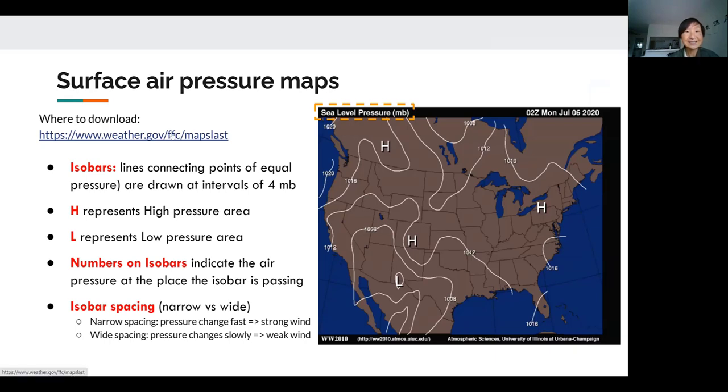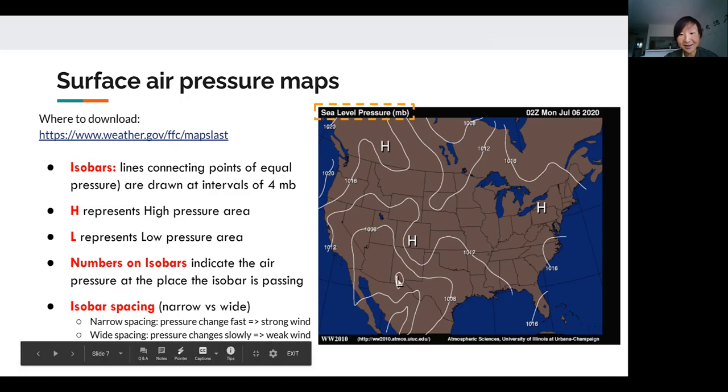Then, let's play with the air pressure maps. Where to download it? You can go here for the daily air pressure map. There are several things we need to understand to be able to read it. First of all, those lines we call isobars. Memorize that concept. Isobars are lines connecting points of equal pressure. H means a high pressure area, usually in a region or a circle. We also call them a high pressure cell or low pressure cell, like this one.